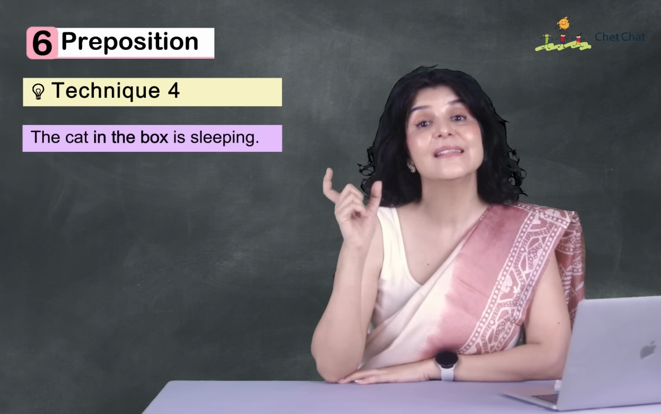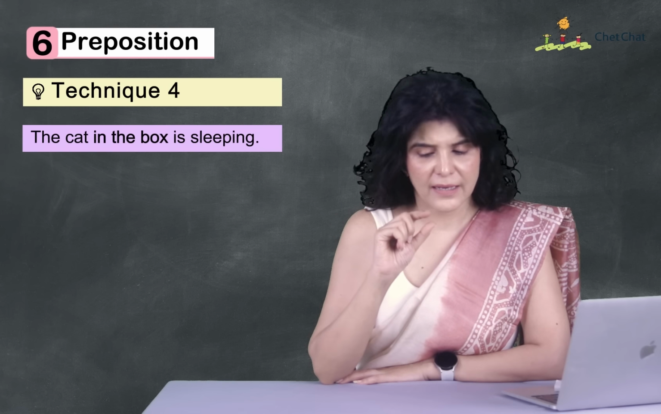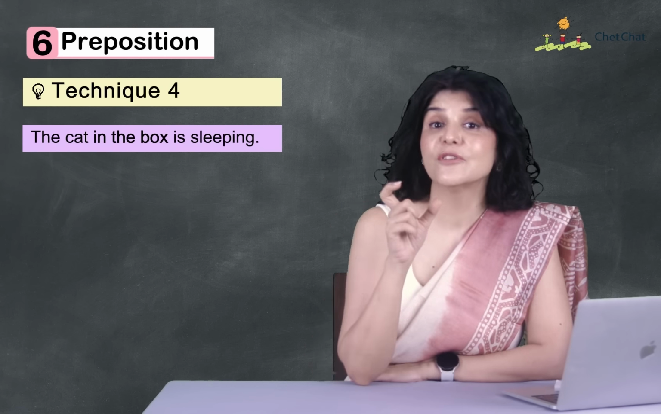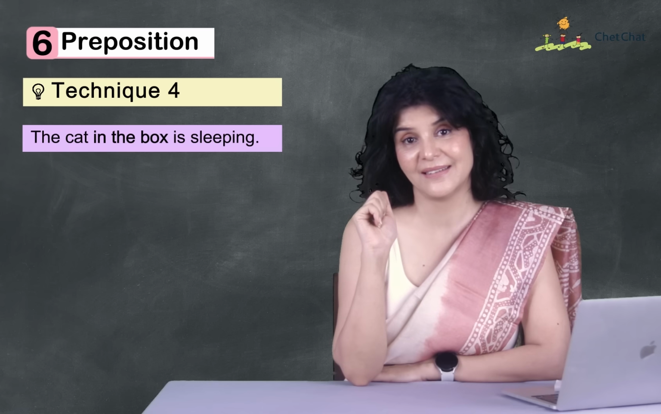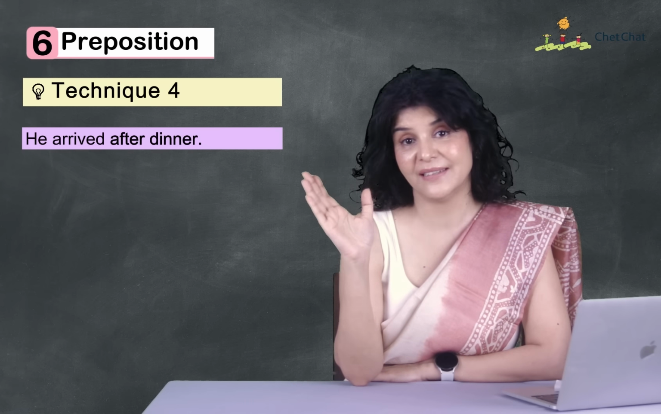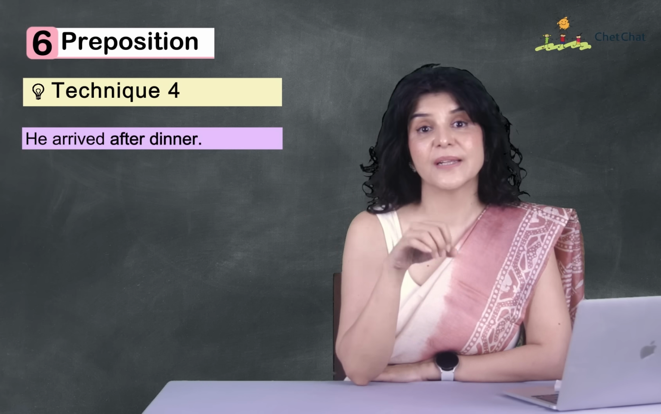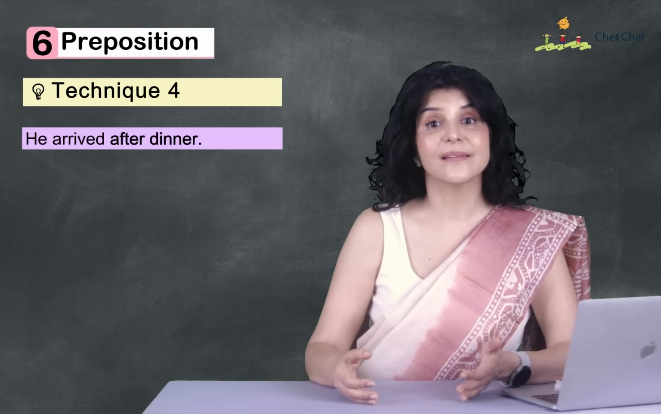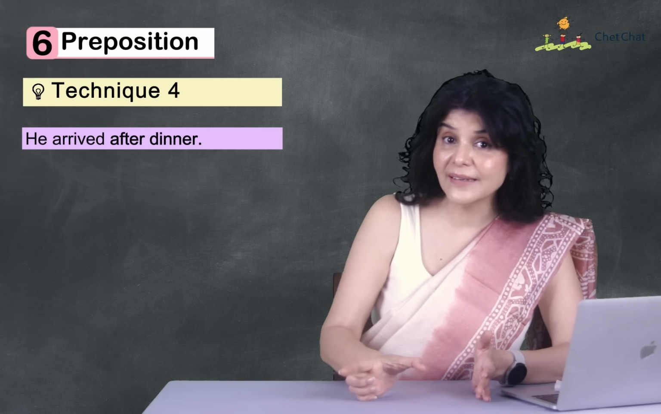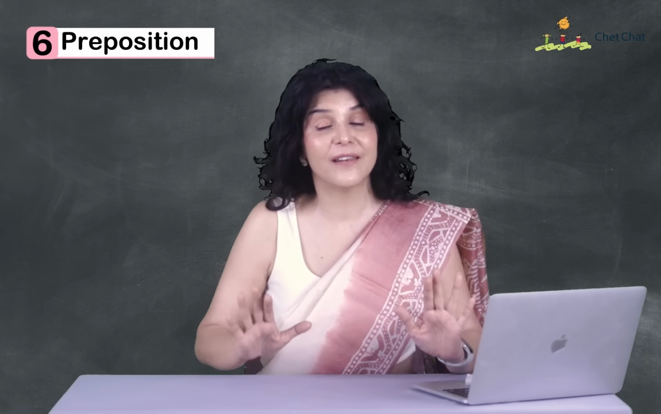The cat in the box is sleeping. Which cat? The one in the box. The word in is a preposition, but the prepositional phrase in the box acts like an adjective in this sentence. He arrived after dinner. When did he arrive? After dinner. Now the word after is a preposition, since it's followed by an object, which is a noun, dinner. But the prepositional phrase after dinner acts like an adverb in the sentence. I hope this is becoming very clear since it's a common mistake in exams.